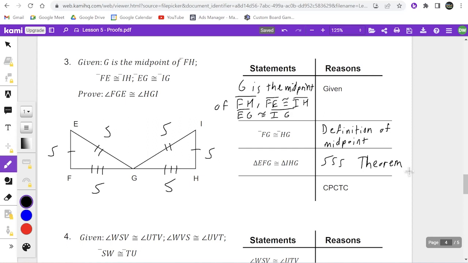And then the very last step, since we want to prove FGE, that's this angle right here, is congruent to HGI, that angle right here. Well, now I use CPCTC. So the statement is going to be the proof statement: angle FGE is congruent to angle HGI. And there we go. That's number 3.